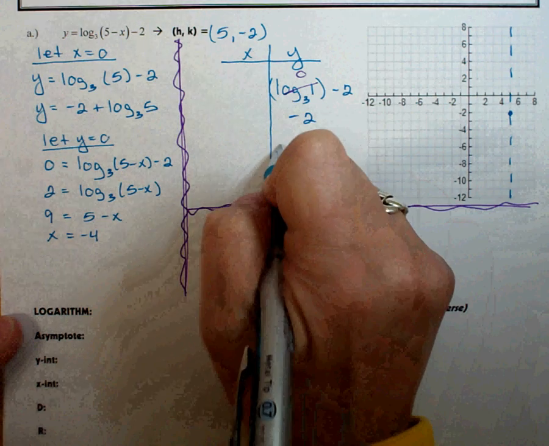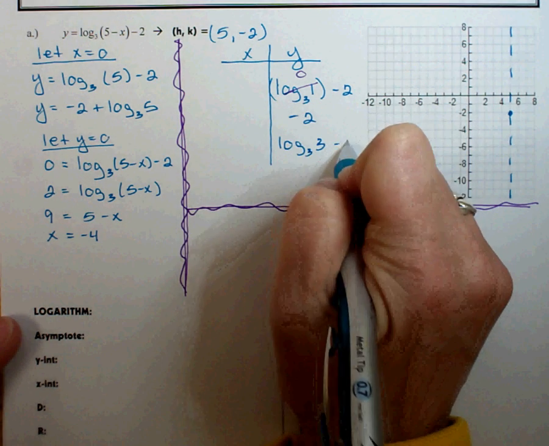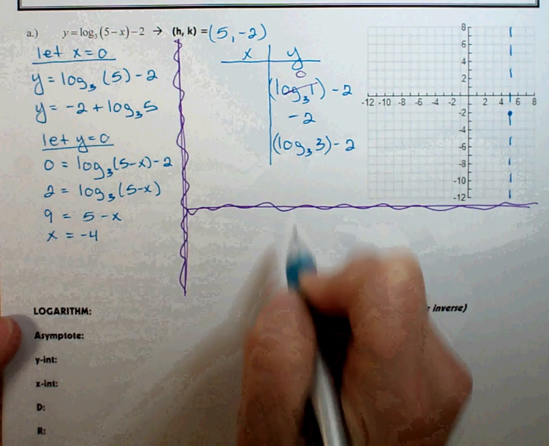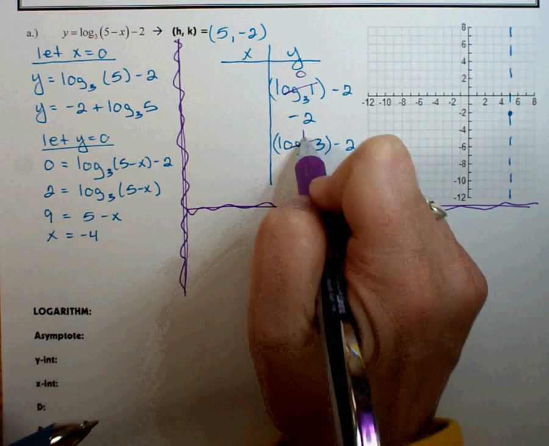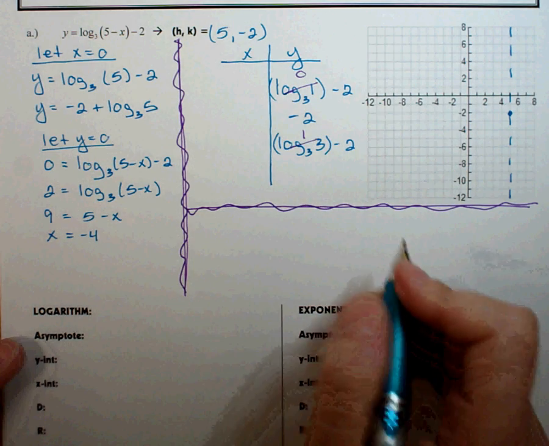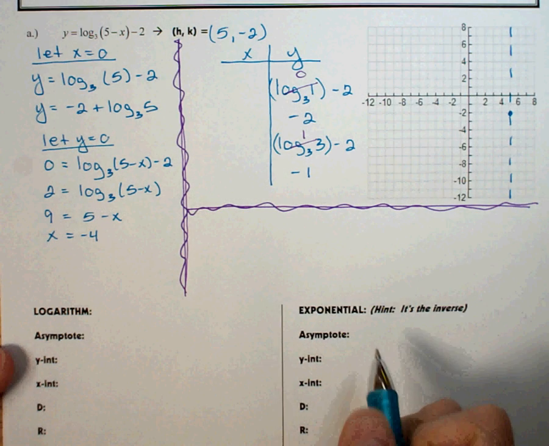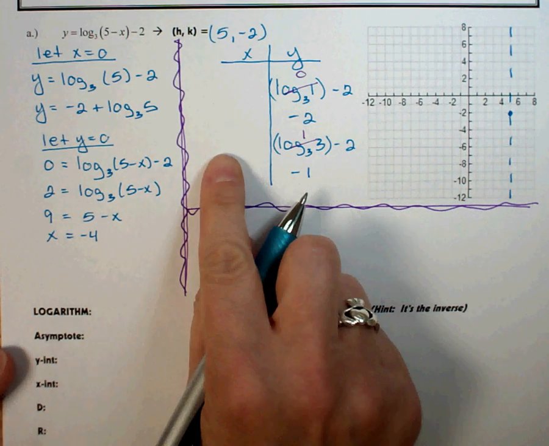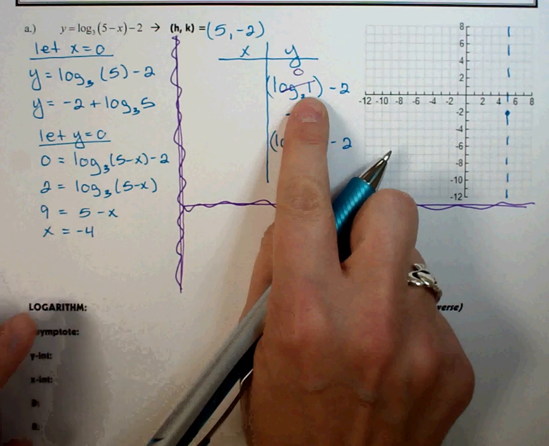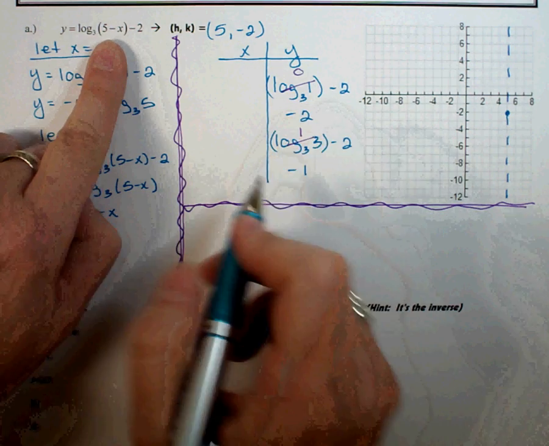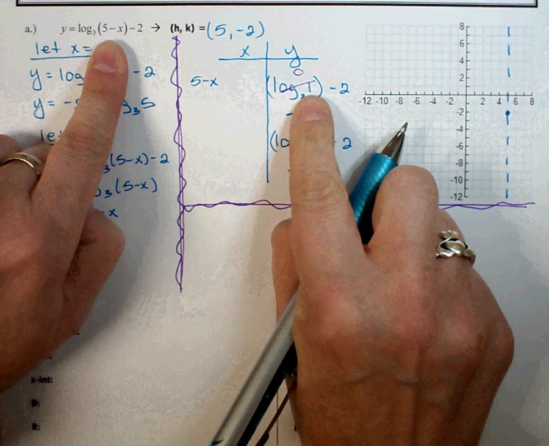I would like to be able to do log base 3 of 3 minus 2. You can put parentheses around that. I know that log base 3 of 3 is 1, and 1 minus 2 is -1. So now that I have the right-hand side, I just need to go back to the left-hand side and figure out what x values would create these appropriate arguments. So the actual argument for my log is 5 minus x. I want the argument for the log to be 1.